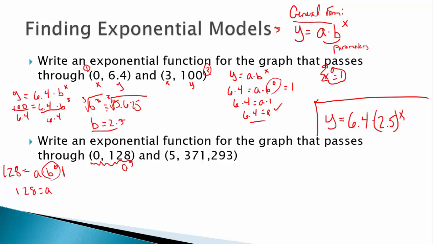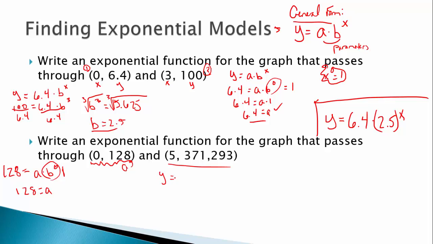This is very important because eventually, later on in this section, we're going to do these same sorts of problems, but they're going to be embedded in a word problem. I'm not going to give you the points explicitly like this. They're going to be hidden within a word problem. So it's good to get an idea of how to write functions of exponentials using a pair of points. So I know in this problem that a is 128. Now I've got to use the second point to figure out b.